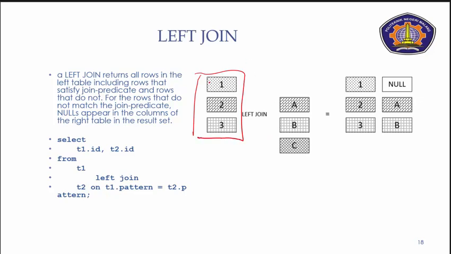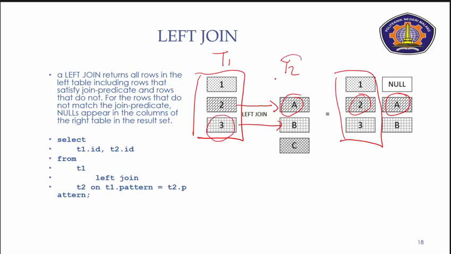So you can see the left join will give this result. This one is the left table, so this result will appear. And this one is the right table. They will combine where the pattern is equal. The pattern in table 1 with ID 2 is equal to the pattern in table 2 with ID A. So 2 with A. And the pattern in table 1 with ID 3 is equal to the pattern in table 2 with ID, sorry, with ID B. So it gives 3 and B.